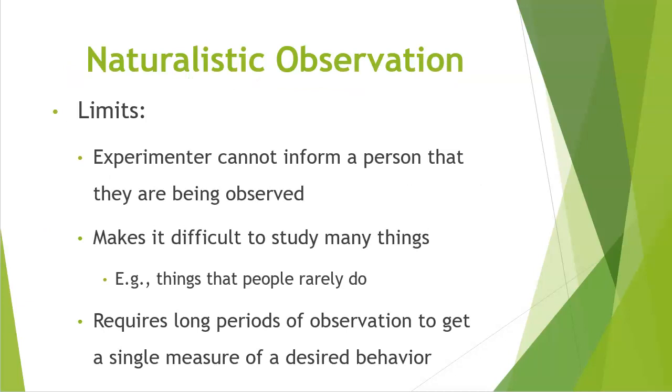There are, of course, some limits to naturalistic observation. The first is that the experimenter can't inform the person that they're being observed. So sometimes that's a question of consent. And then it can be pretty difficult to study a lot of things with naturalistic observation, because if you have a specific question in mind, then you can't always manipulate things naturally so that people don't know things are being manipulated, obviously. People are going to catch on. So you can't answer all scientific questions with naturalistic observation.